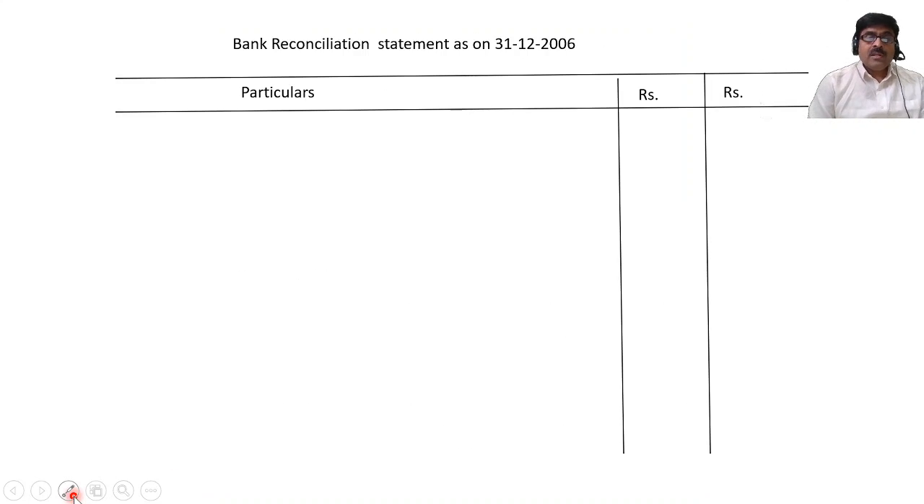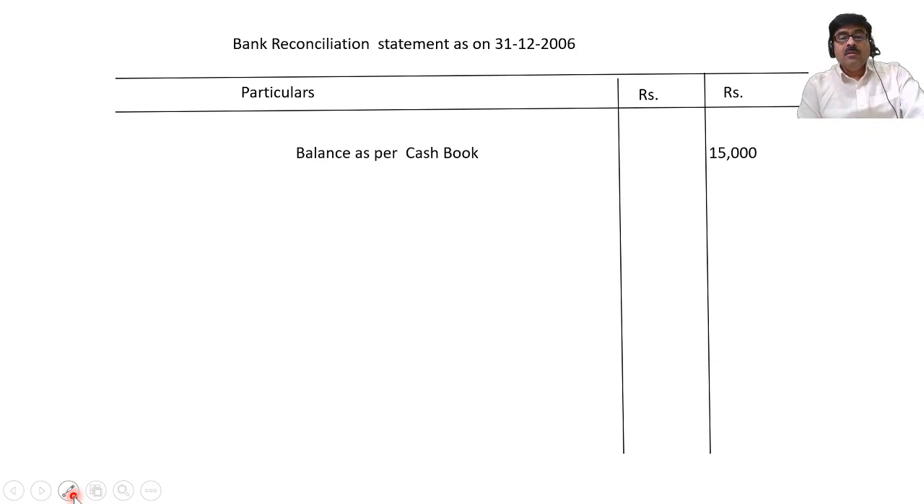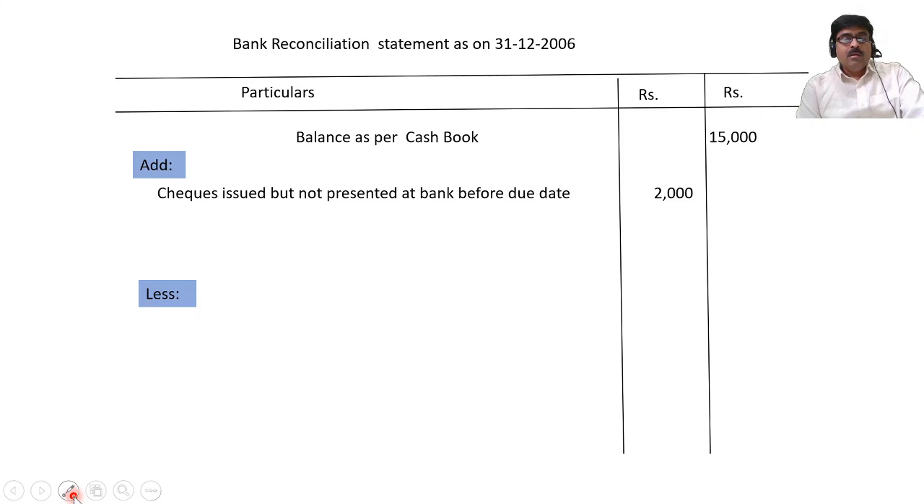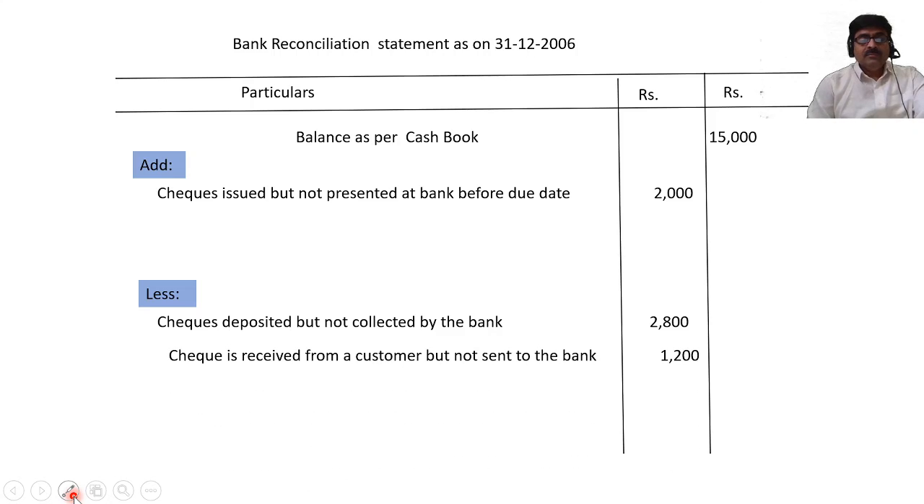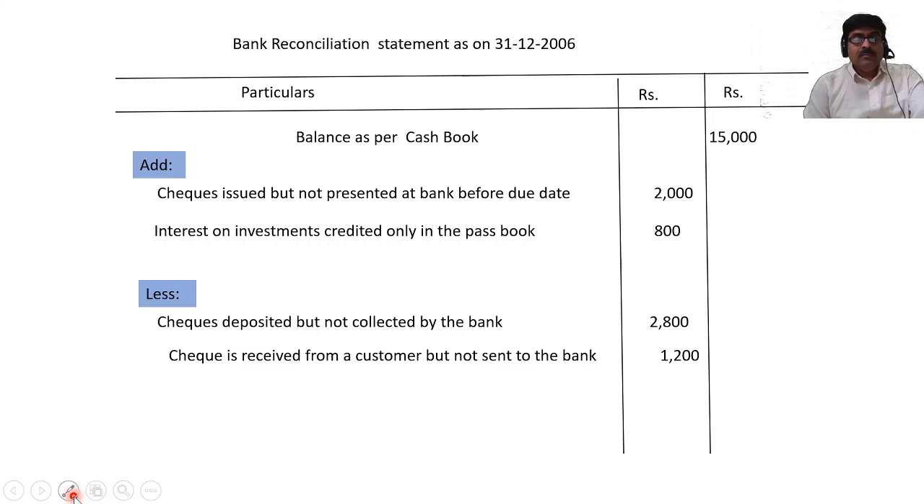Now look at the bank reconciliation statement as on 31 December 2006. Balance as per cash book 15,000. Add checks issued but not presented at bank before due date 2,000. Checks deposited but not collected by bank 2,800. Check received from the customer but not sent to bank 1,200. Interest on investments credited only in the passbook 800. Bank charges debited only in the passbook 20 rupees.